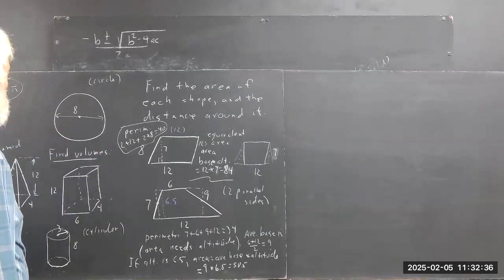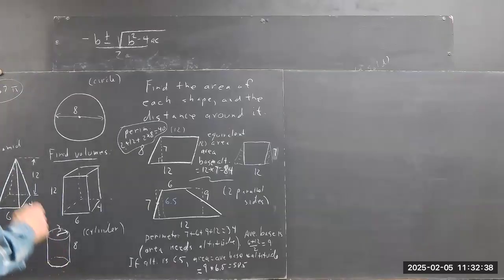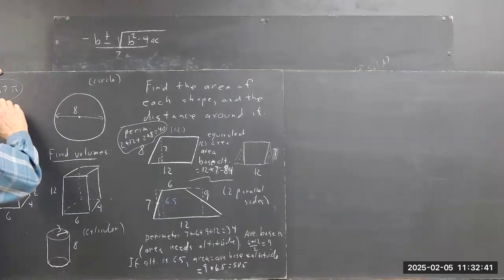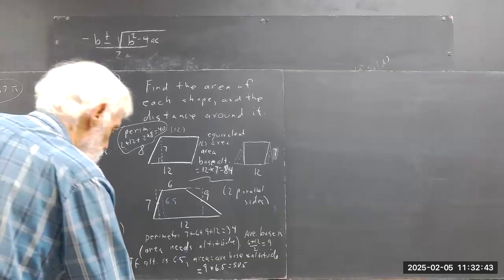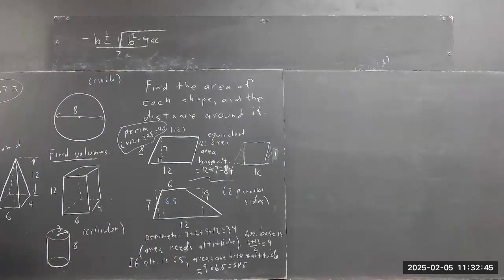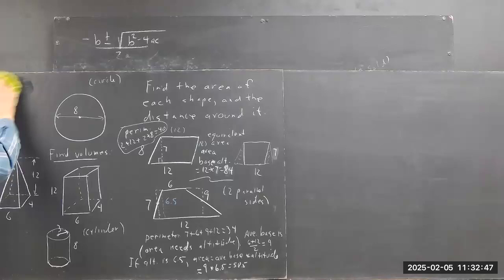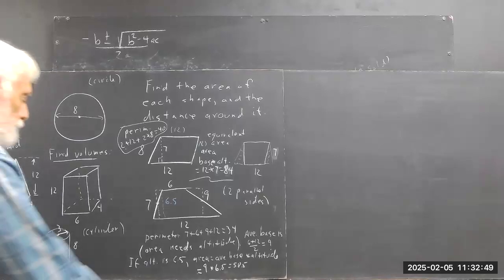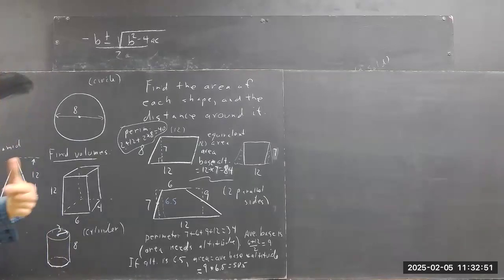Okay, on the circle. Okay, well, let's erase that. 537 pi, which is an example of how you can write an area or circumference as a multiple of pi.